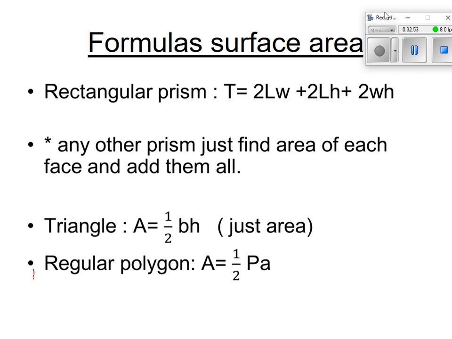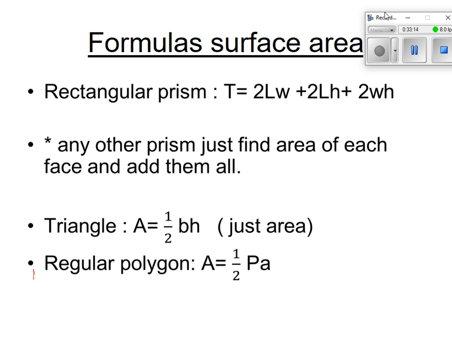And that's what the second part says. On that second part where it's got the asterisk, I would circle it or something. You're going to find the area of each face and then just add them all up. That's going to give you the surface area of the prism, whatever prism we're dealing with.